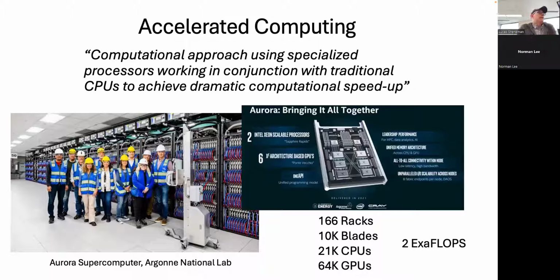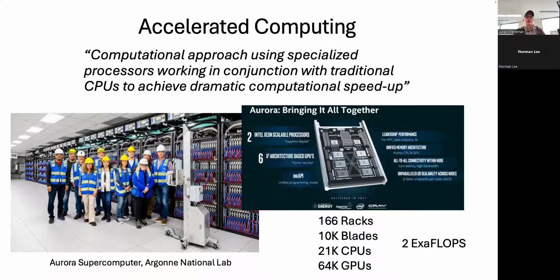It's been around for a while now, but it's increasingly becoming important. The idea behind accelerated computing is a computational approach that uses specialized processors like GPUs in conjunction with traditional CPUs to get dramatic computational speedups. What you're seeing in this picture is the Aurora supercomputer, which has been installed, and I think they're still bringing it completely online at Argonne National Lab. This is the fastest supercomputer once it's fully operational, at 2 exaflops of performance.